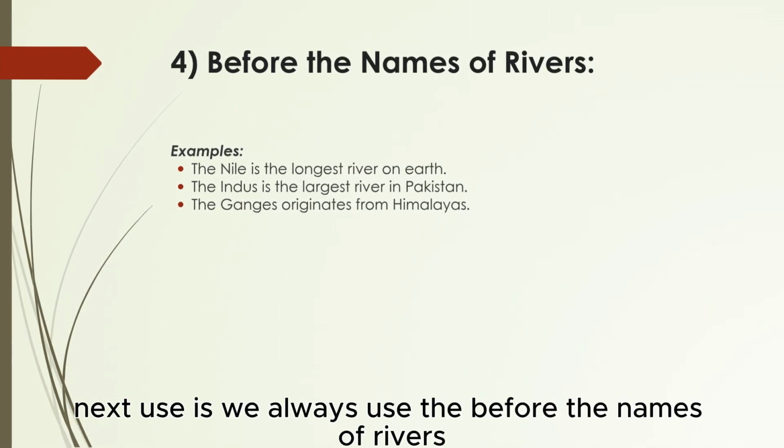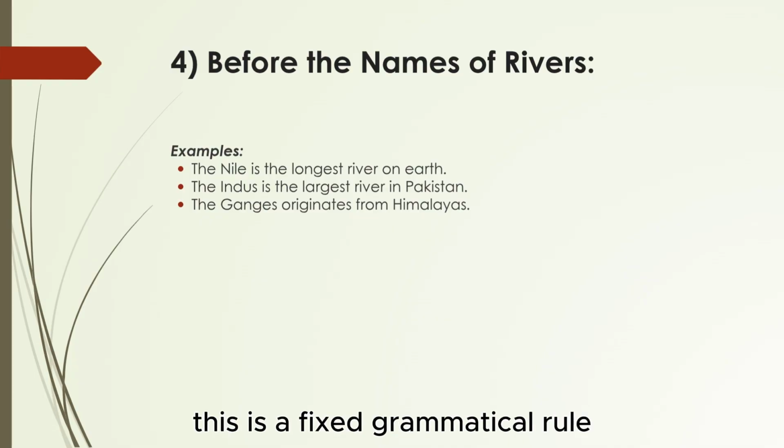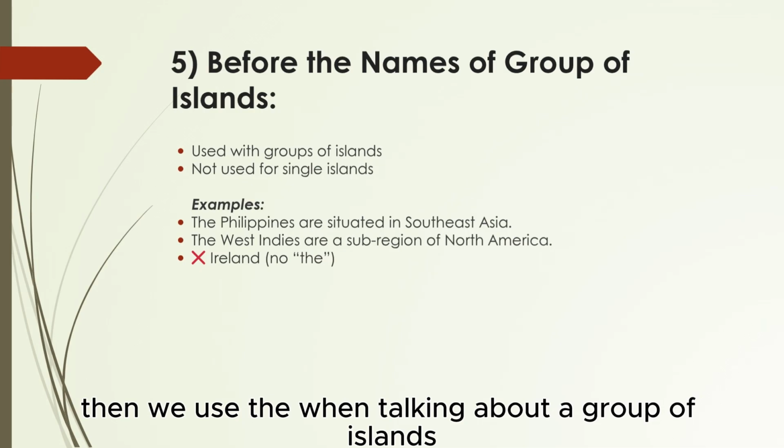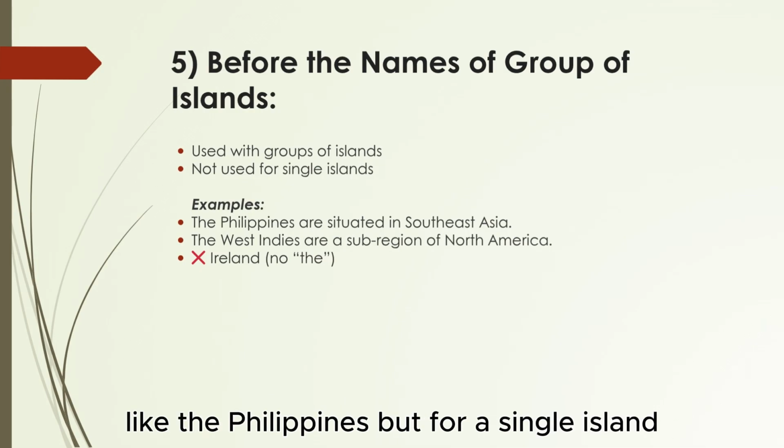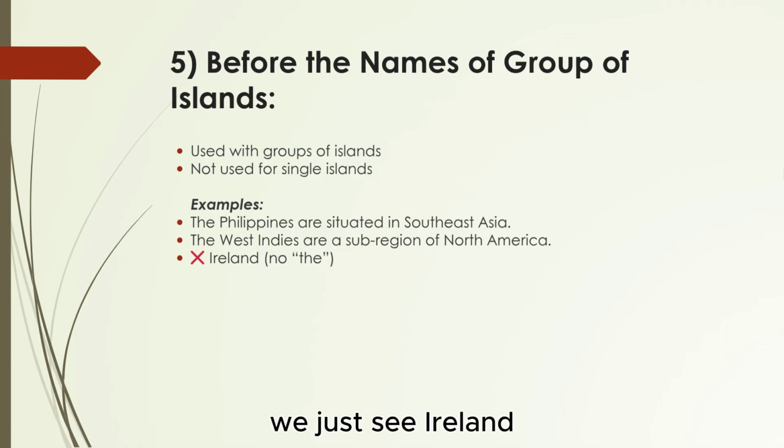Next use is we always use the before the names of rivers. For example, we say the Nile and the Indus. This is a fixed grammatical rule. Then we use the when talking about a group of islands like the Philippines. But for a single island, we do not use article the. Like we do not say the Ireland, we just say Ireland.